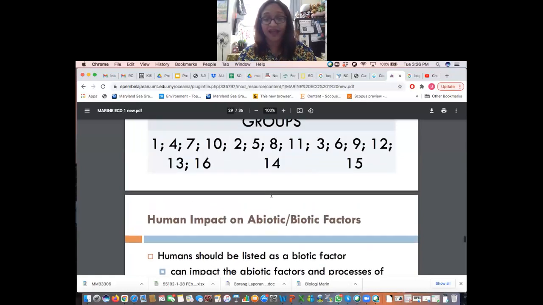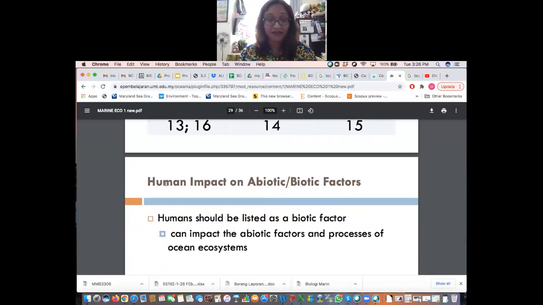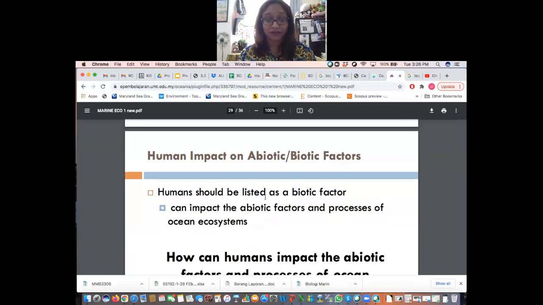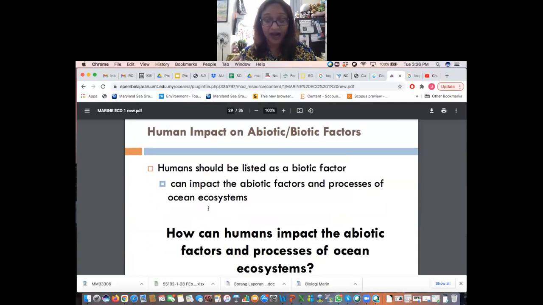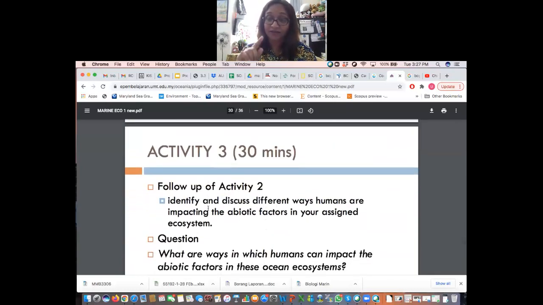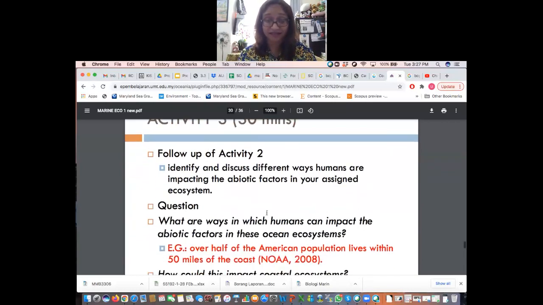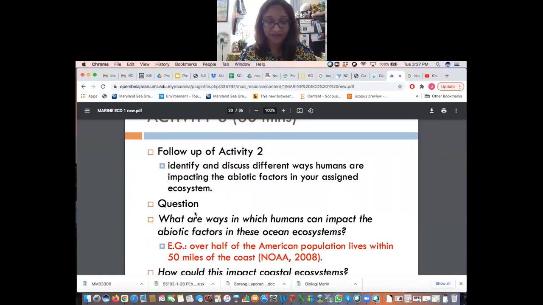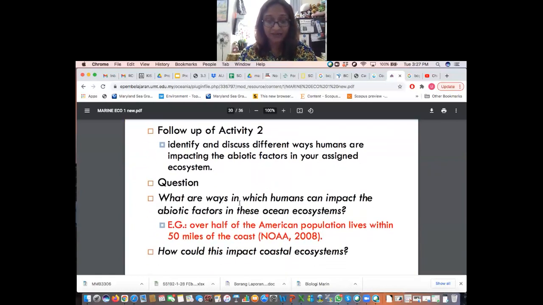Following up from that, I want you to assess the human impact on abiotic or biotic factors, or even both. Humans should be listed as a biotic factor, and how can they impact the abiotic factors and processes of the ocean ecosystems? I want you to think about this. Following up from activity 2, identify and discuss different ways humans are impacting the abiotic factors in your assigned ecosystems. Ask questions: in what ways can it impact the abiotic system?